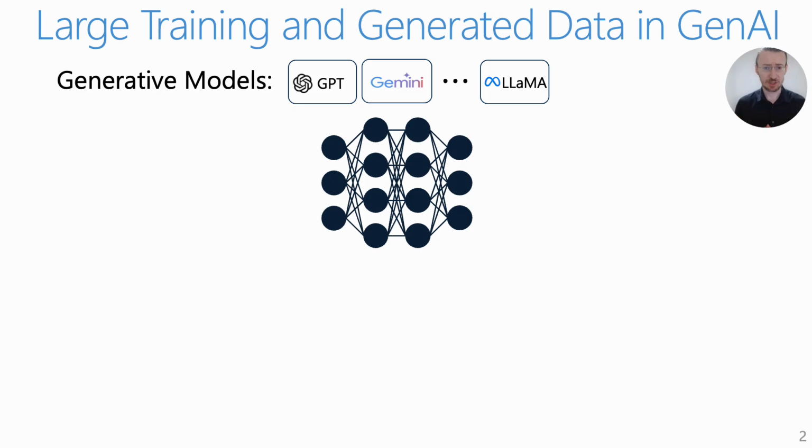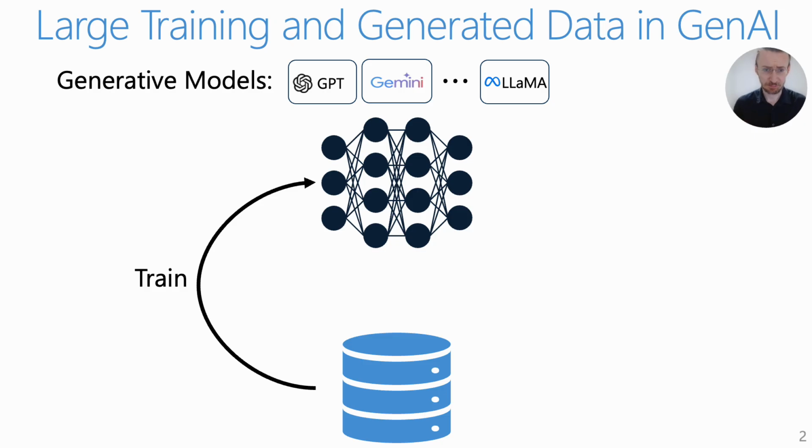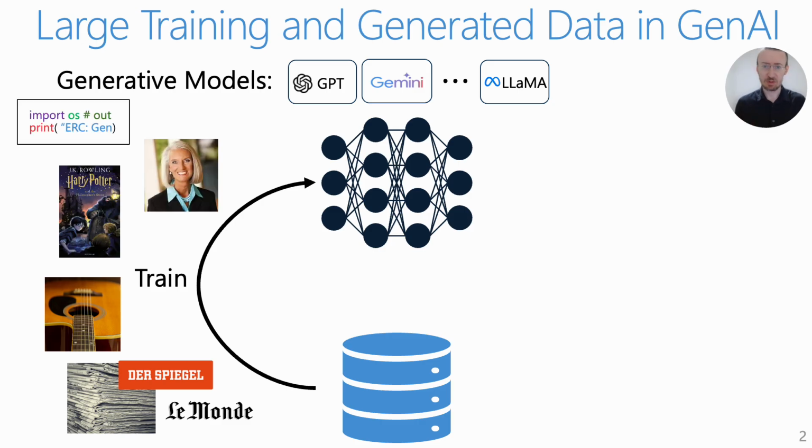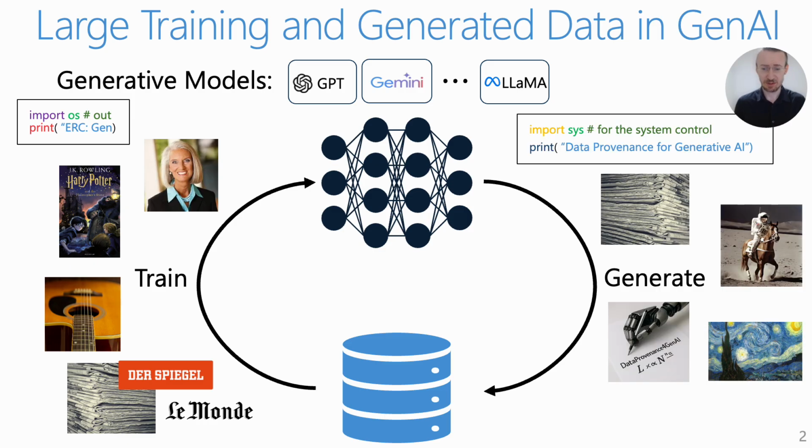So today's leading generative models like GPT, Gemini, and Llama, they are trained on vast and enormous datasets. These datasets include news articles, music, books, code, images, and much more. The scale and diversity are what make generative AI so powerful. They enable these models to generate everything, from complex text to photorealistic images. But these impressive capabilities also create profound risks.